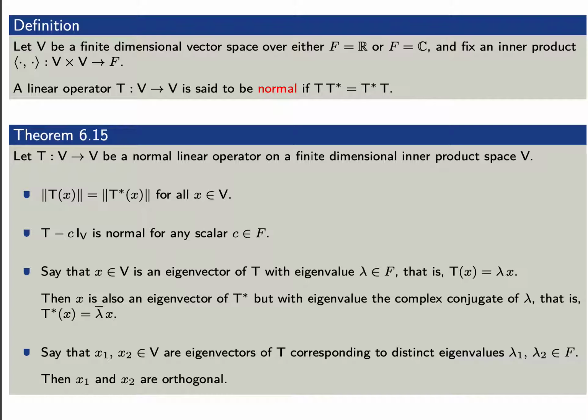Next, say that x is a vector in our vector space V, which is an eigenvector of the linear operator T, and let's say that lambda is an eigenvalue corresponding to this eigenvector. That is, T of x equals lambda times x. Then x is also an eigenvector of the adjoint of T, but now the eigenvalue is the complex conjugate of lambda. That is, T star of x equals lambda conjugate times x. Finally, say that x1 and x2 are two eigenvectors of T corresponding to two distinct eigenvalues, lambda 1 and lambda 2. Then our vectors x1 and x2 are orthogonal to each other.